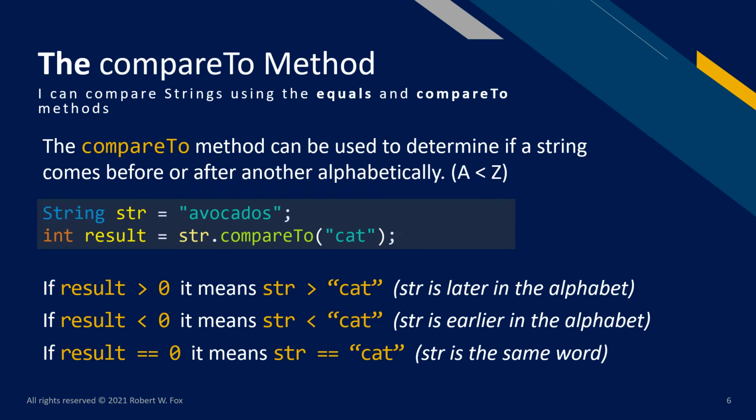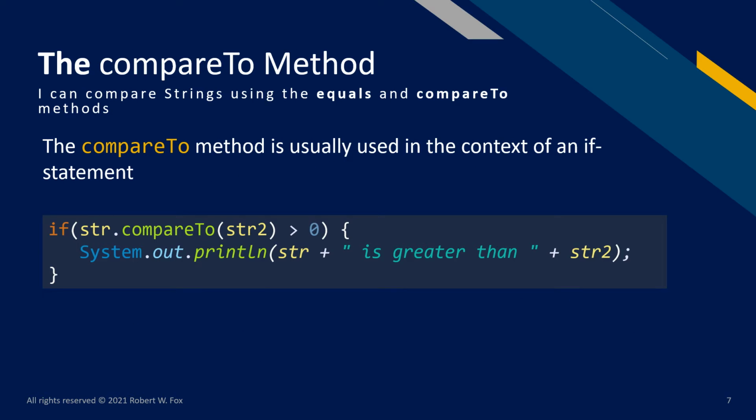Just like with the equals method, the typical use case of compareTo is going to be an if statement. In this example, I say if str.compareTo(str2) is greater than 0. Now, it can be a little confusing looking at this, determining exactly what it's asking, and your clue is the greater than sign. When you see greater than 0, we're asking, is the first string bigger than the second string? Is it further in the alphabet? If we said less than 0, we would be asking if the first string was earlier in the alphabet. And of course, if we said equals 0, we would be asking if they are the exact same string.